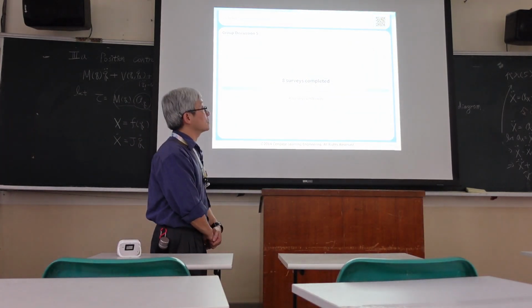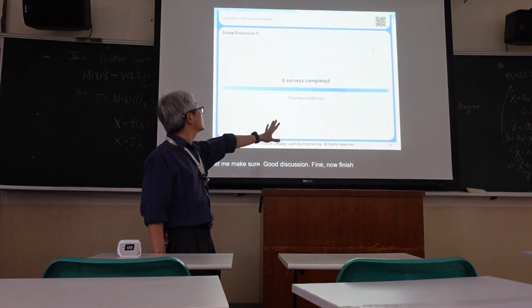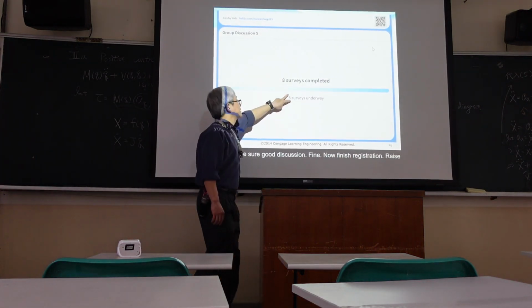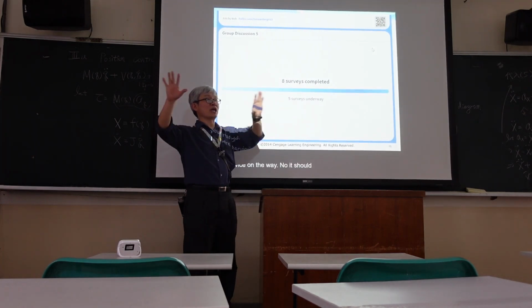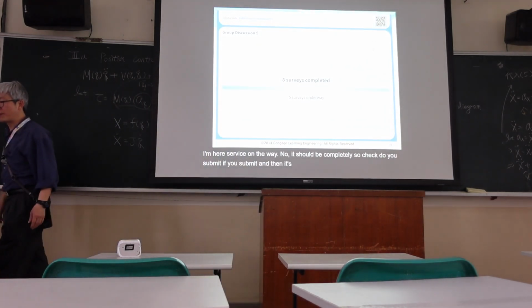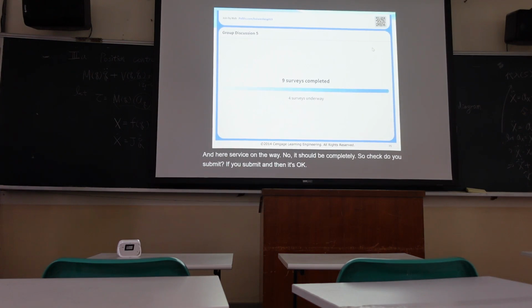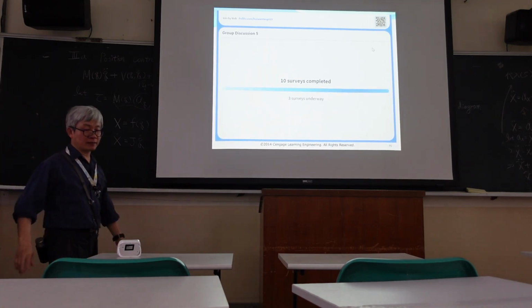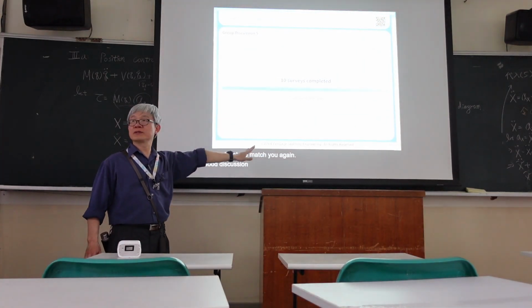So let me make sure group discussion 5. Now finish registration, raise your hands. And here, survey is underway. No, it should be completed. So check, did you submit? If you submit, then it's okay. So let me match it again. Group discussion 5, registration finished.